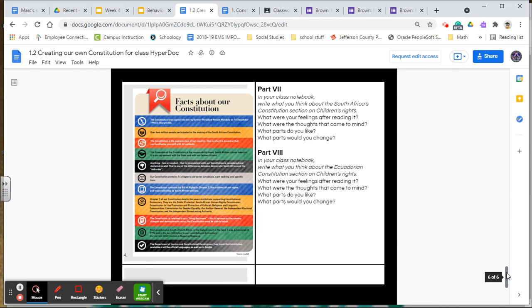So what rights should students have in our class? And what obligations do students have in our class? What rights does the teacher have? And what obligations does the teacher have to you? Okay, so that's what you're putting together.